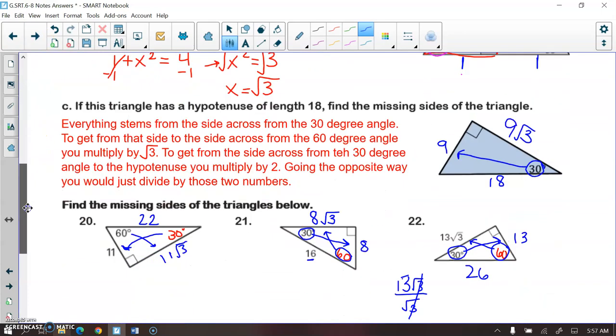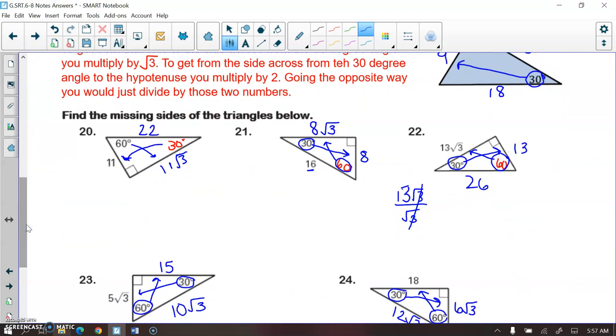All right, that is our last special right triangle before we start to get into trigonometry.